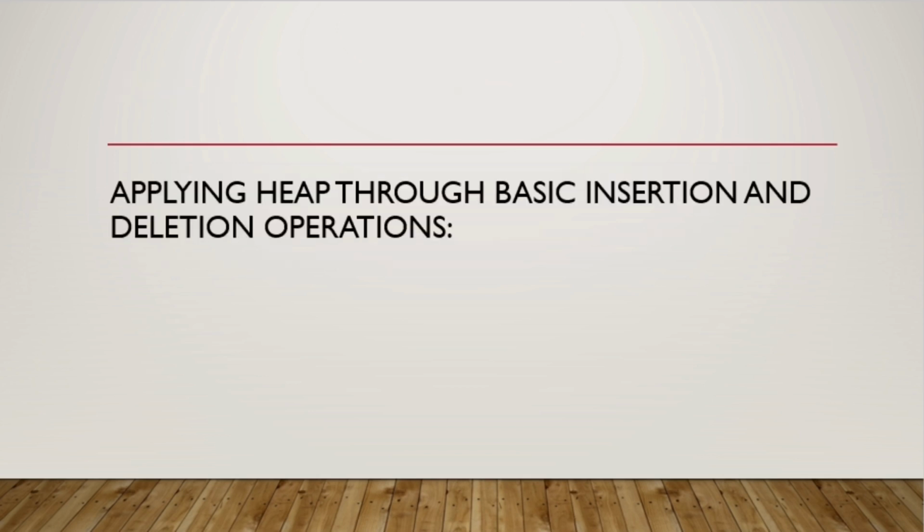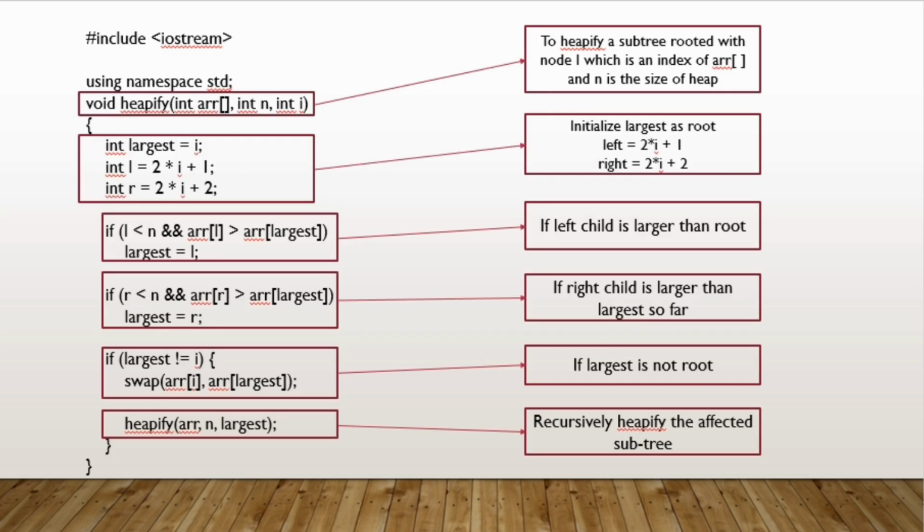Applying heap through basic insertion and deletion operation. Here is a program. In the first step, to heapify a subtree rooted with node i, which is an index in the array, and n is the size of the heap. In second, initialize largest as root, left is equal to 2*i+1 and right is equal to 2*i+2.